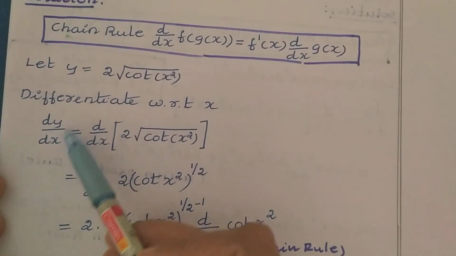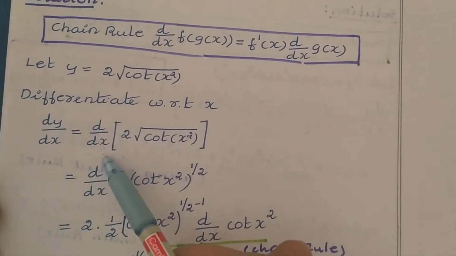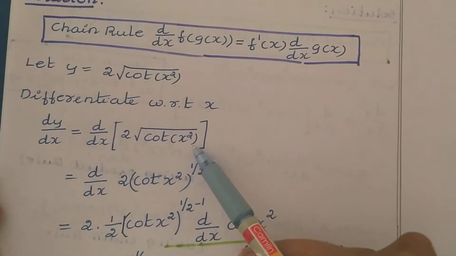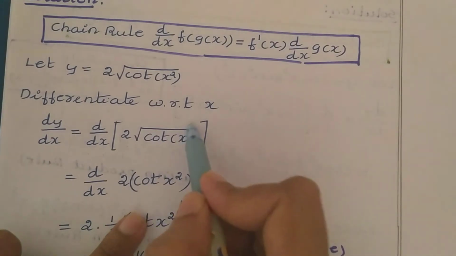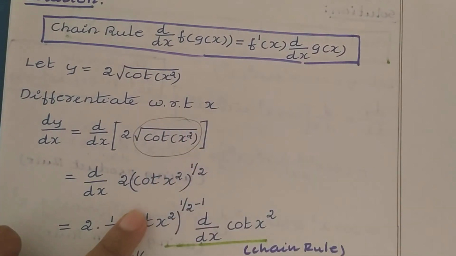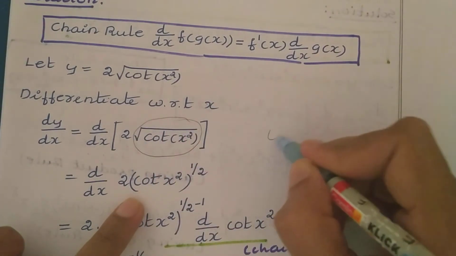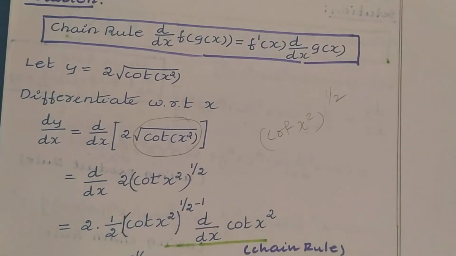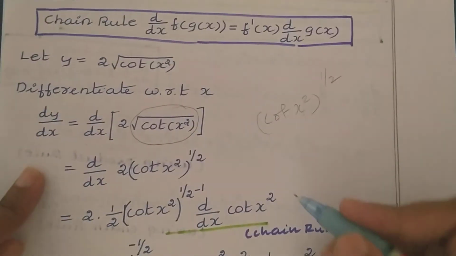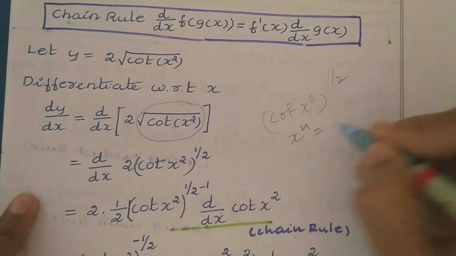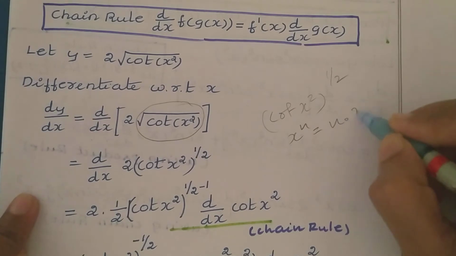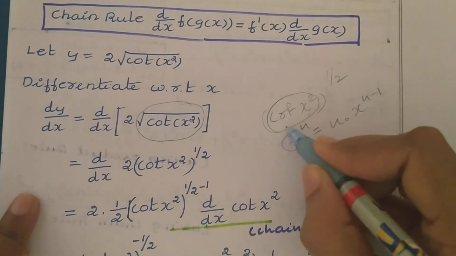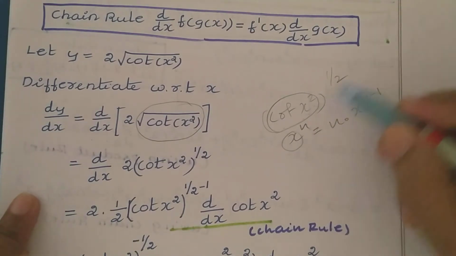So we have dy by dx is equal to d by dx of 2 square root of cot x square. Here this square root of cot x square we can write in this way, that is nothing but cot x square to the power half. So now here to find the derivative you can apply this formula, the derivative of x to the power n is equal to n into x to the power n minus 1. Here x is nothing but cot x square and n is nothing but half.